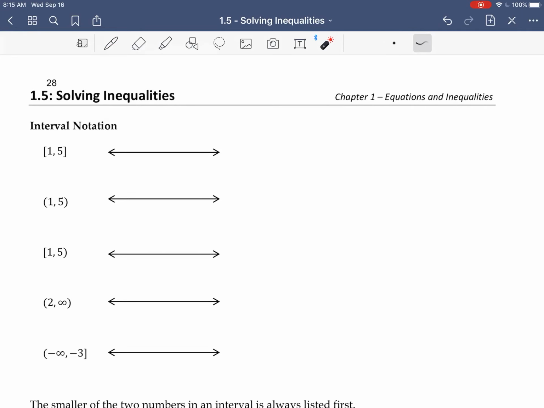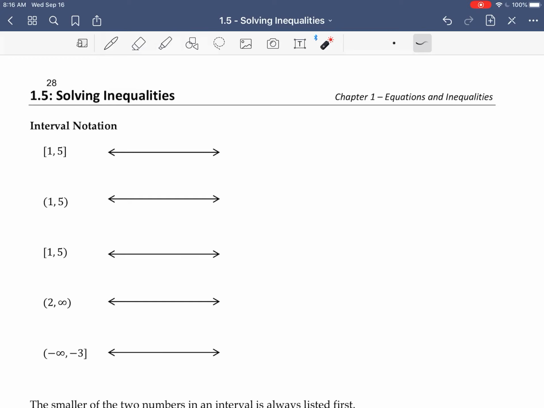In this video, we're going to talk about how to solve inequalities. So this is when you have the less than or equals, the greater than or equals, the less than, or the greater than symbols. Before we do that though, we're going to talk about interval notation, because when you're solving inequalities, you often want to give your answer using interval notation.